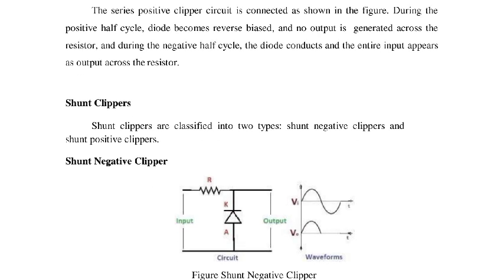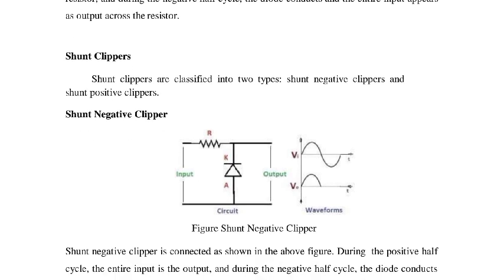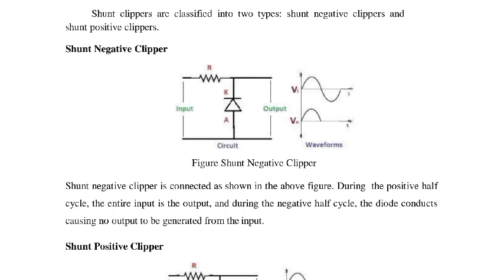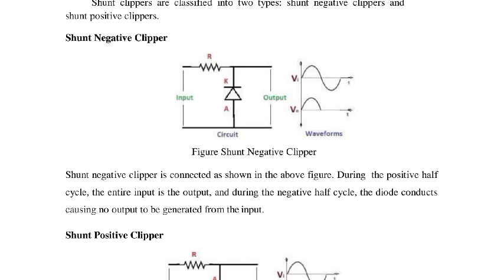Next, the shunt clamper. Shunt clampers are classified as shunt negative clampers and shunt positive clampers. In the shunt negative clamper, why are we using the word shunt? Because in this circuit the diode is connected in parallel with the output. Previously we were taking the output differently, but now the diode is in parallel connection with the output. So the negative shunt clamper is connected as shown in the figure. This is the negative shunt clamper.